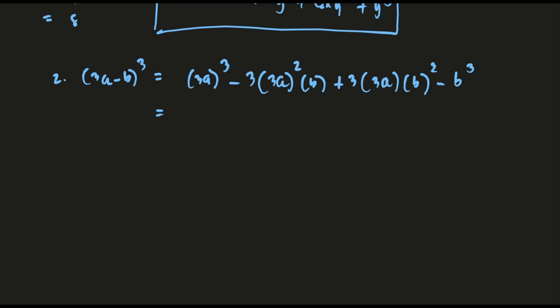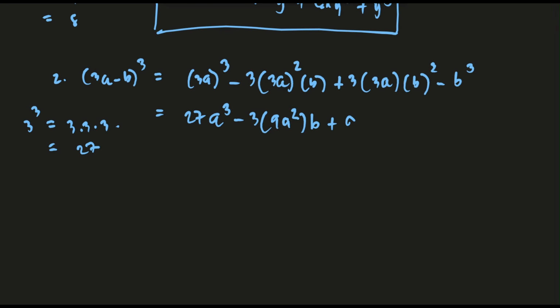Now, simplifying, we have 3a cube, then that would mean 3 cube, 3 times 3 times 3, that would give you 27. 27a cube, and then minus, this becomes 9. 3 squared is 9, and then a squared times b, plus 3 times 3, that would give you 9, and then you just copy a, and then b squared is just b squared minus b cubed.